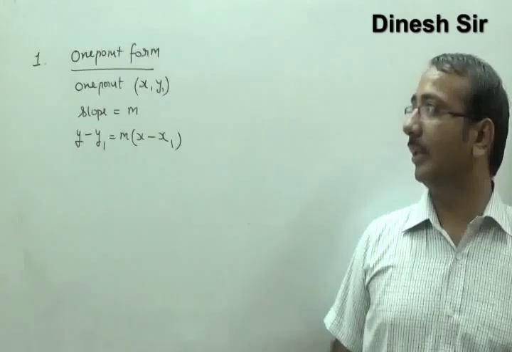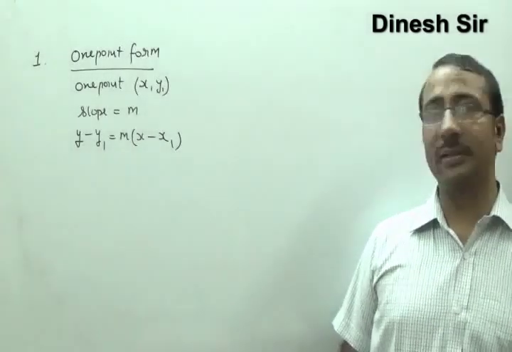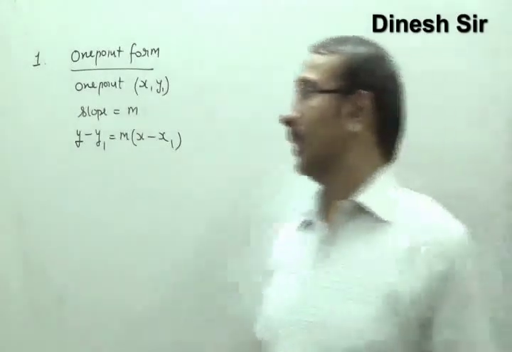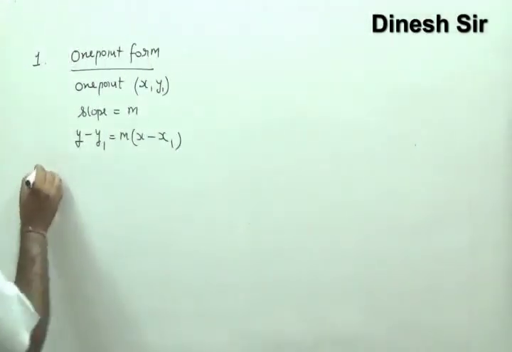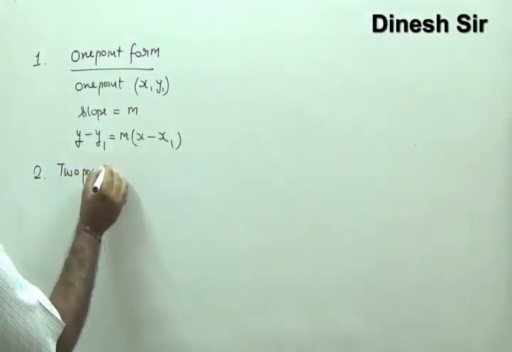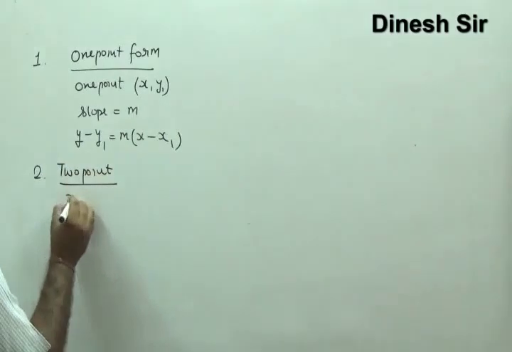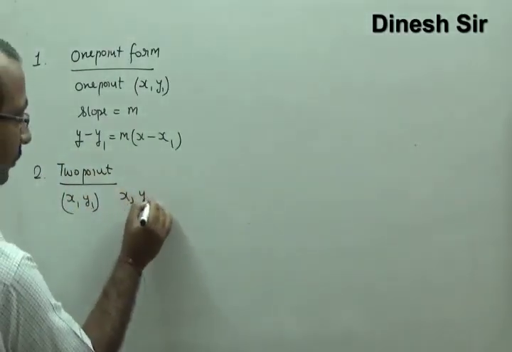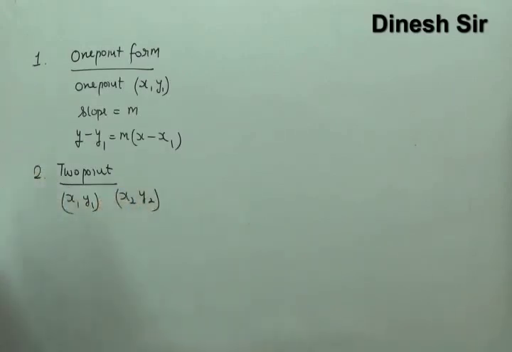In order to find the equation of the line, you may take it as y minus y1 equal to m into x minus x1. The second type is the 2-point form. 2-point form means when 2 points are given: the first point is given as x1, y1 and the second point is given as x2, y2.